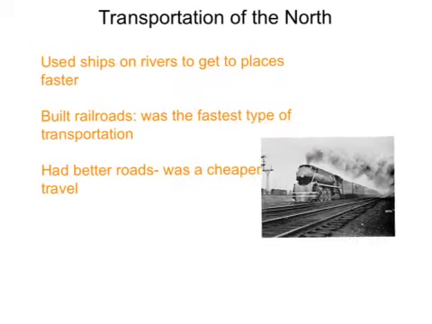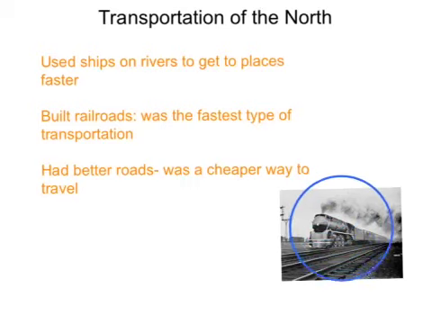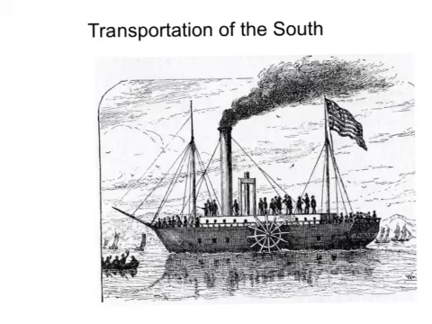Transportation of the North. They used ships on rivers to get to places faster. They built roads, which was the fastest way of transportation. They had better roads, which was a cheaper way to travel.